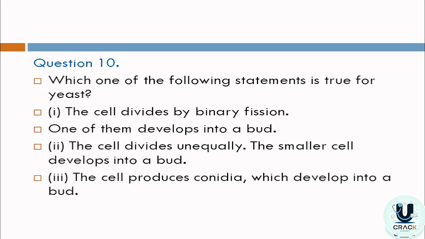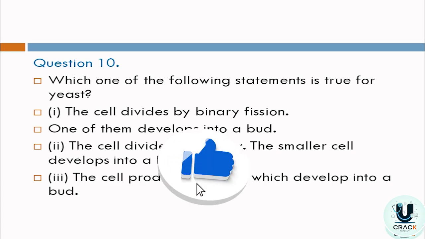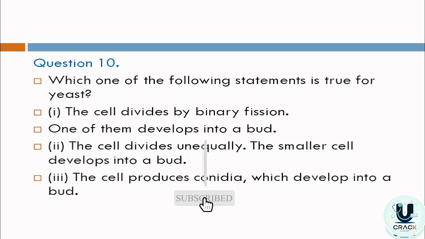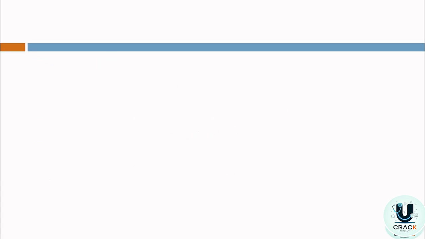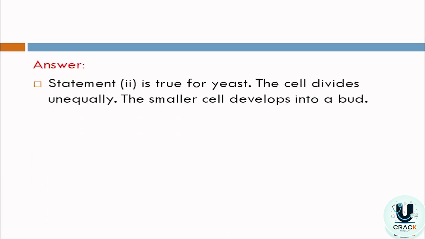Question number 10. Which one of the following statements is true for yeast? 1. The cell divides by binary fission. One of them develops into a bud. Second, the cell divides unequally. The smaller cell develops into a bud. Third, the cell produces conidia which develop into a bud. Answer, statement 2 is true for yeast. The cell divides unequally. The smaller cell develops into a bud.